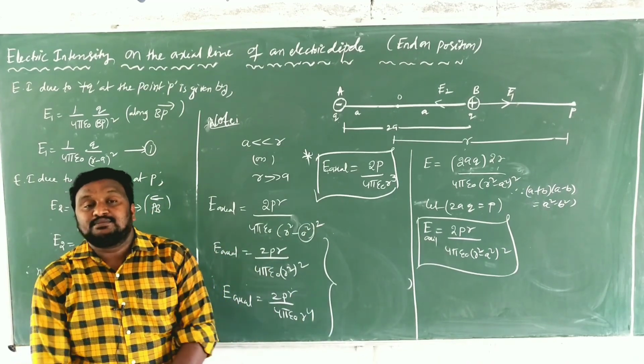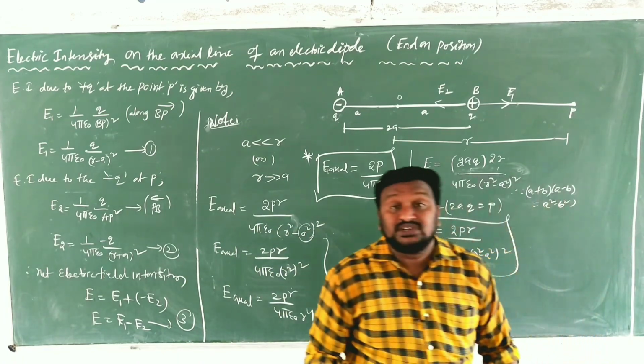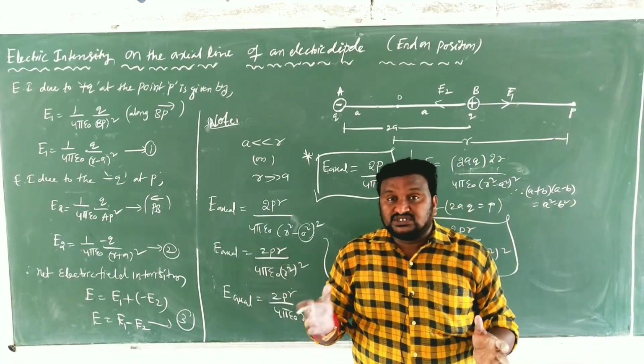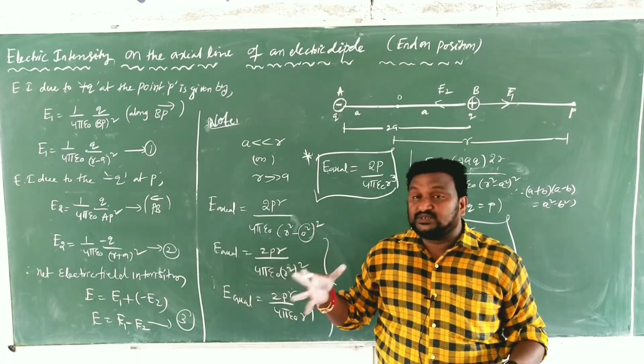Okay children, this is about the electric field intensity at a point on the axial line. So children, if you have any doubts, just go back and check it once again clearly. I think it is very clear to you.